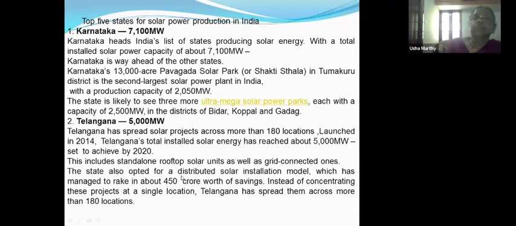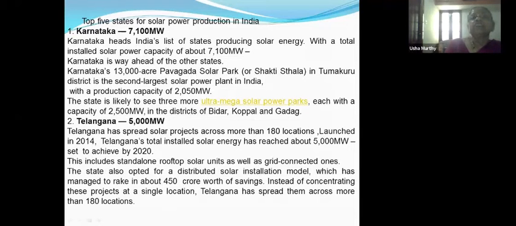The state also opted for a distributed solar installation model, which managed to bring about 450 crore rupees worth of savings, just to be appreciated. And instead of concentrating on a single location, they spread across about 180 locations, just to be appreciated.